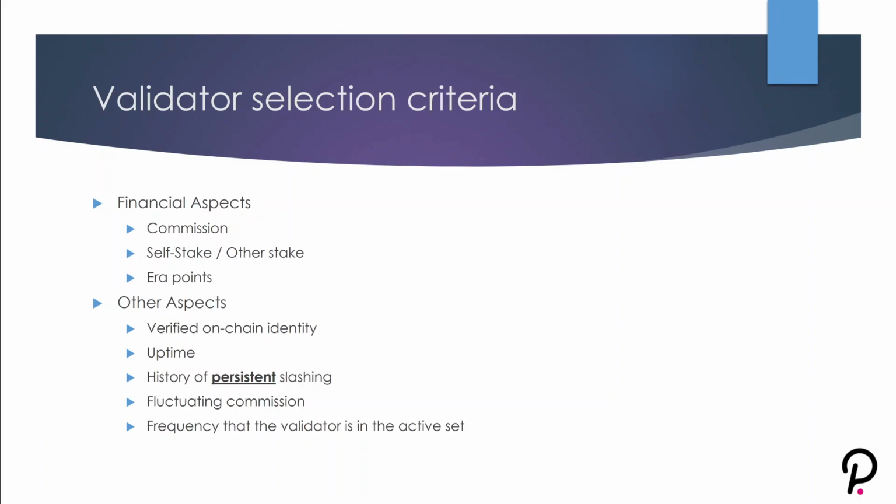Frequency that the validator is in the active set. Obviously, you want a validator that's actually getting a reward, so you get a reward.